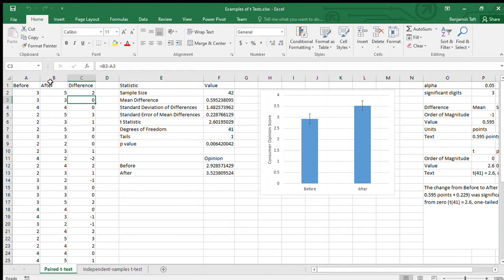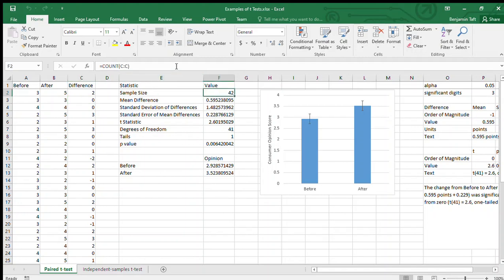So it matters what order you put it in. You want the change to reflect the way that makes sense. In this case, after minus before will give us a positive if it increased, going this way, and a negative if it decreased, like in this one. So then we calculate a bunch of things over here.